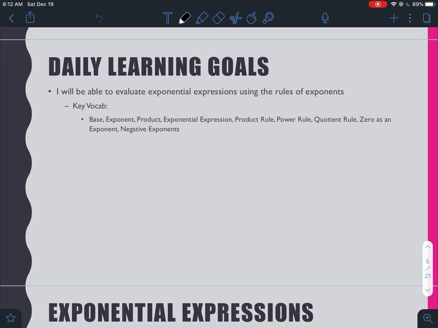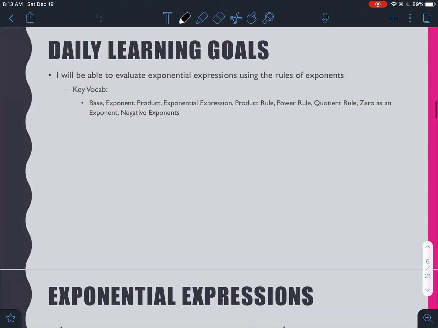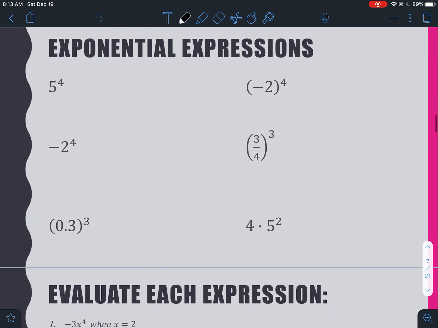Today, you are going to be able to evaluate exponential expressions using all the different rules of exponents, including the product rule, power rule, quotient rule, what zero is as an exponent, and how to deal with negative exponents. So let's review exponential expressions. Why don't you take a minute and see if you can evaluate the following 6 problems. Go ahead and pause the video and see if you can evaluate these.